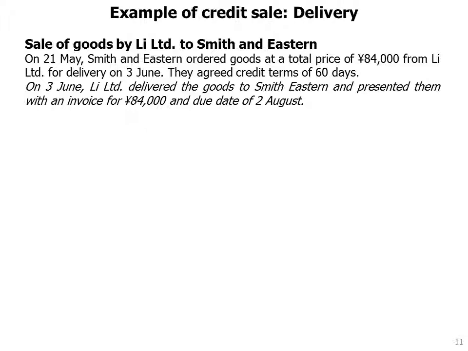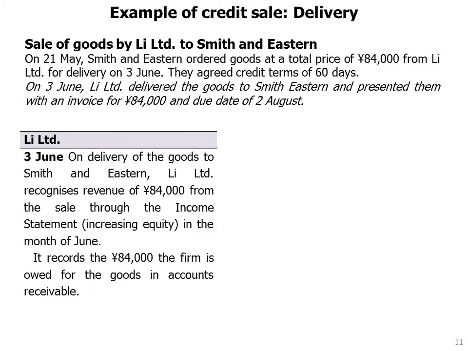So on the 21st, Smith & Easton ordered goods at a total price of 84,000 yuan, Chinese renminbi, from Lee Limited for delivery on 3rd of June. They agreed credit terms of 60 days. On 30th of June, Lee Limited delivered the goods to Smith & Easton and presented them with an invoice for 84,000 yuan and a due date of 2nd of August. So, nothing happens on the 21st of May other than recognizing that the order has been placed.